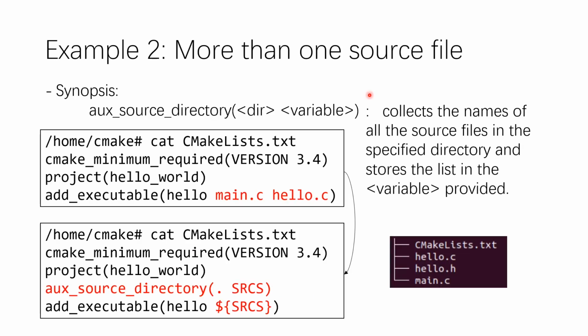But if there are too many source files in your directory, it's hard to add them one by one into CMakeLists. So here we can use another command to collect the names of all the source files in the specific directory and store the list in the variable provided. So here is example 2 again, we can rewrite it as this. We use this command to collect the names of all the source files in the current directory and store them into a list SRCS. Then we can use this variable in the add_executable command.